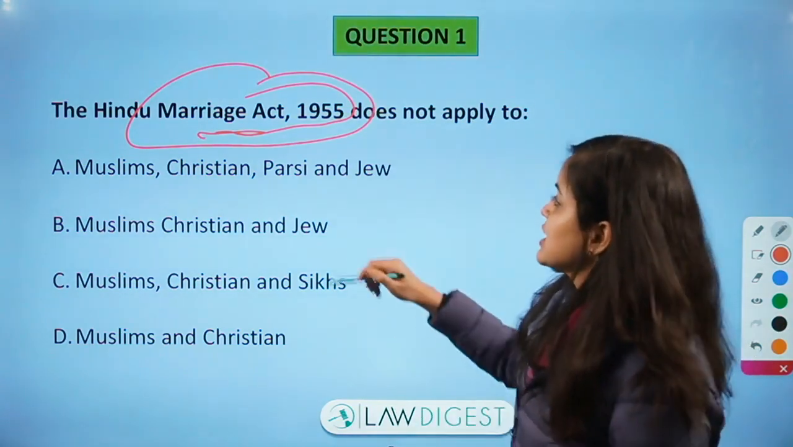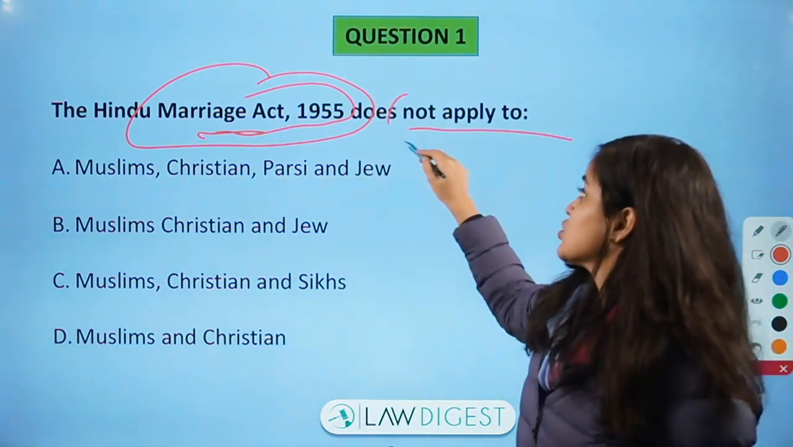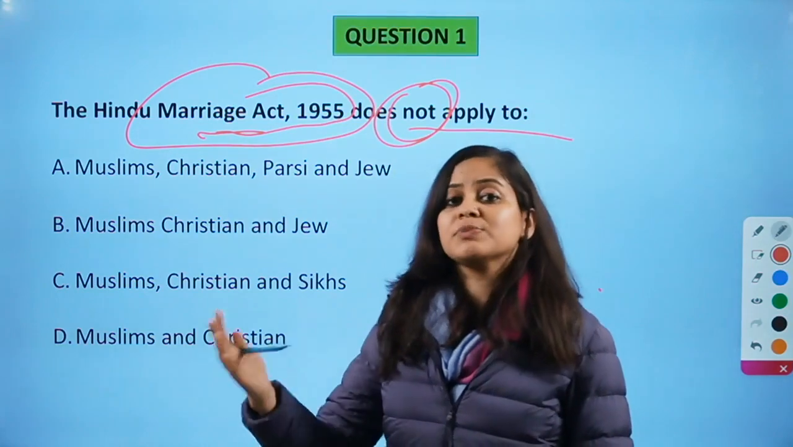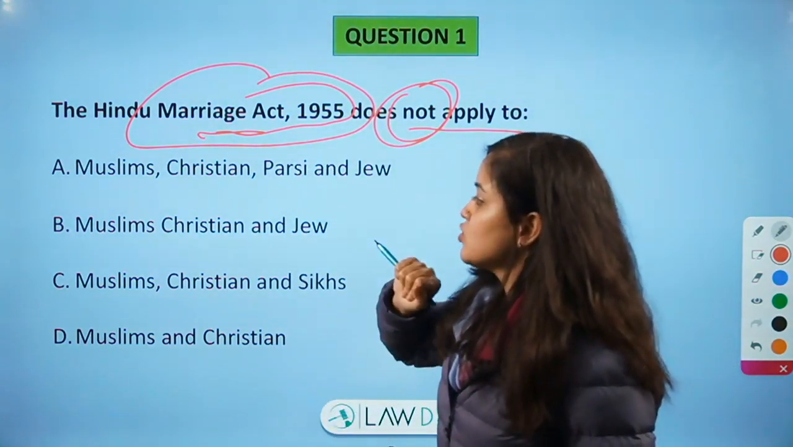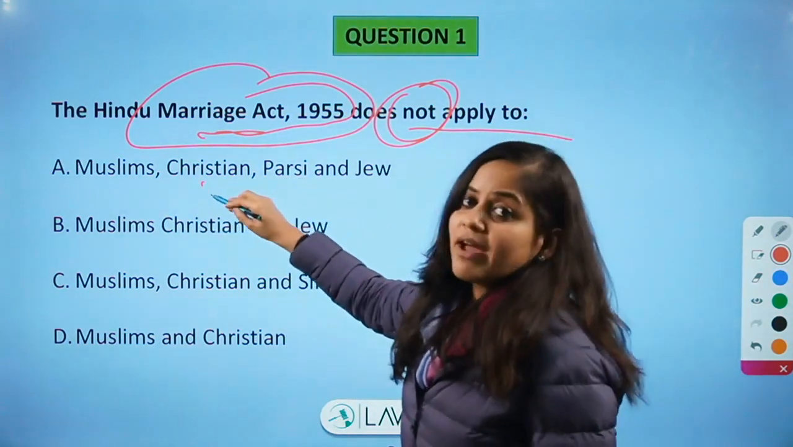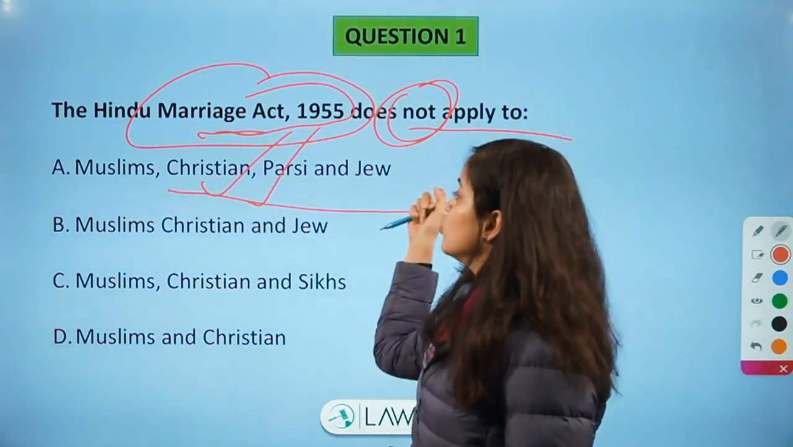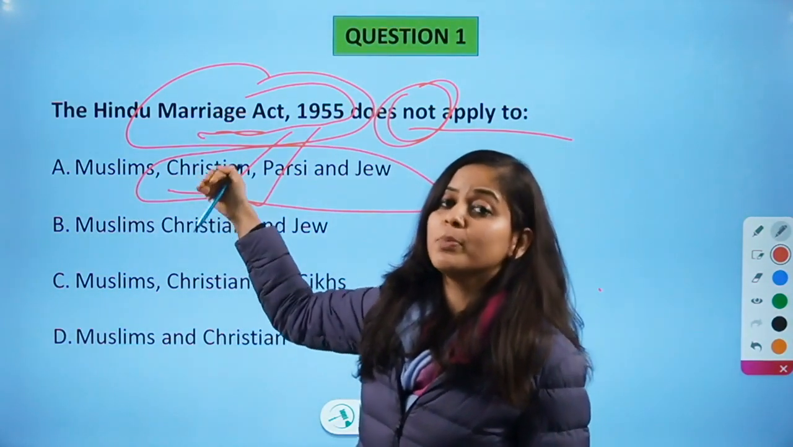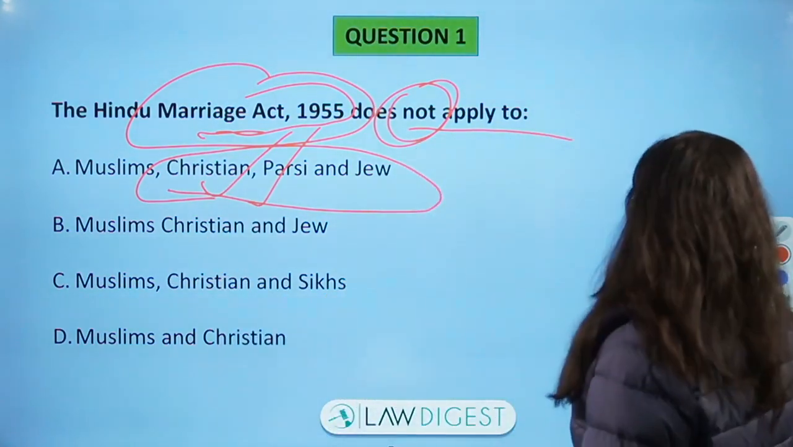Now, the first question says the Hindu Marriage Act does not apply to. Now, do not forget the question says not. So, just don't get carried away with the question that it is pretty easy. Keep in mind that the question says not. Now, the Hindu Marriage Act does not apply to Muslim, Christian, Parsi and Jew. This is in fact the correct answer to this question. The Hindu Marriage Act does not apply to people from these religions because they are excluded from the purview of the definition of Hindu. What is included then in the definition of Hindu?